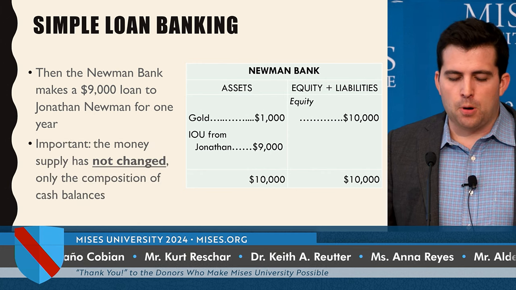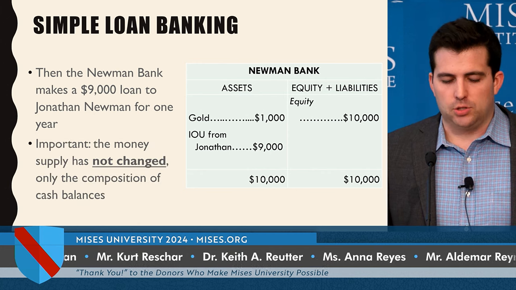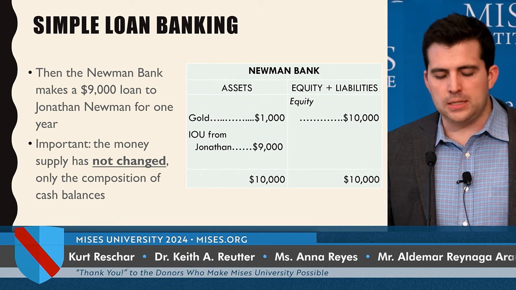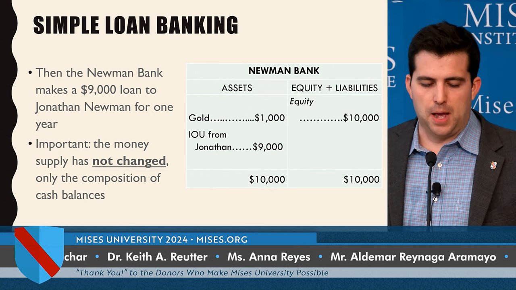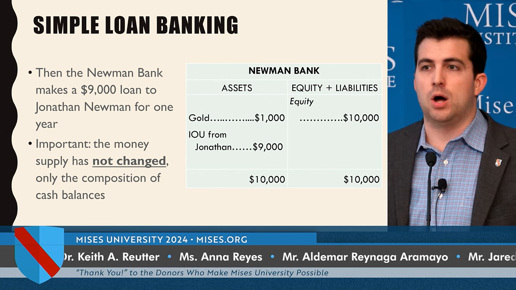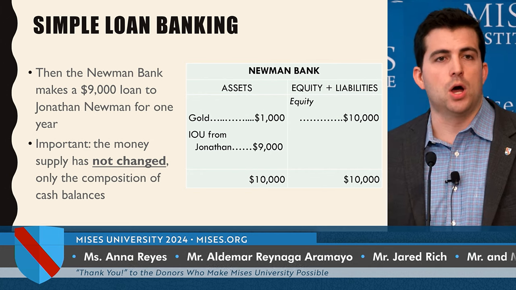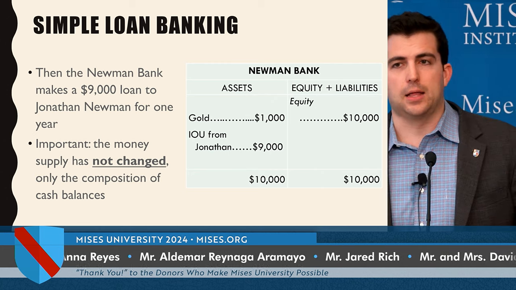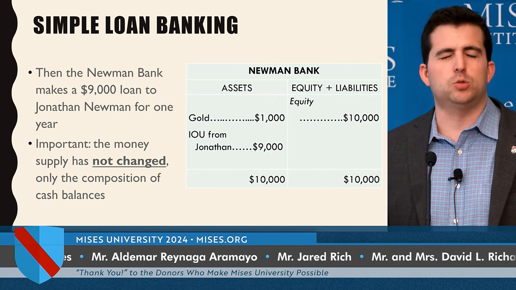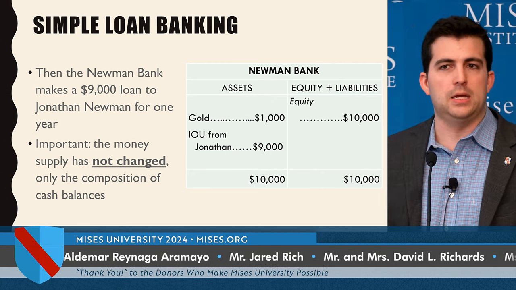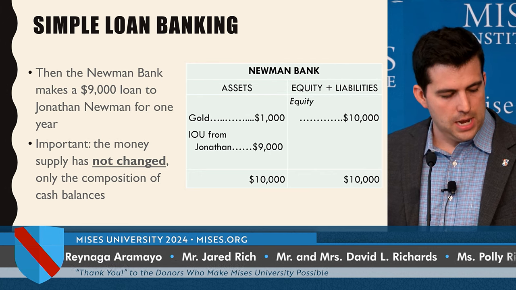So something that's important is that the money supply has not changed. The only thing that's changed is the composition of cash balances. The Newman Bank's cash balance has gone down by $9,000. And Jonathan Newman's cash balance has gone up by $9,000. It's just the money has literally switched hands. No new money has been created. No money has been destroyed and so on.